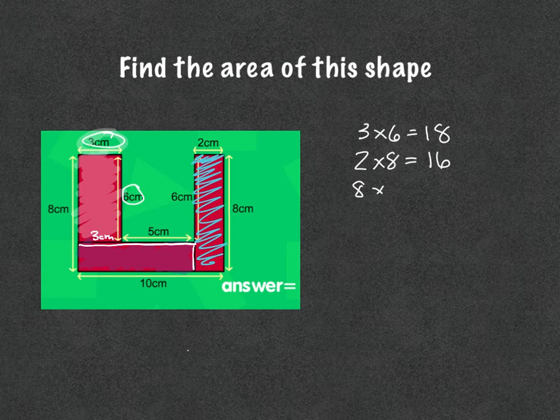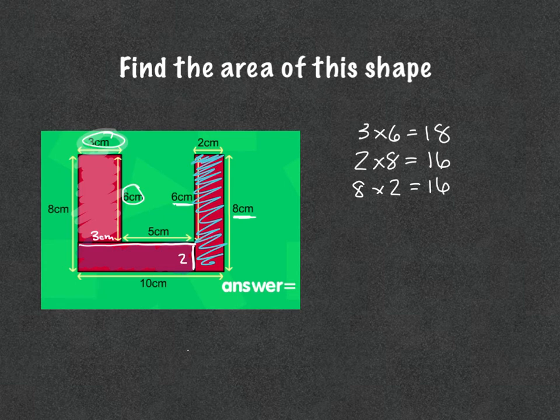Then we need to figure out what our height is. So this says 6 centimeters. The height of this whole line is 8. So 6 plus 2 would equal 8. So this is 8 times 2. So we have 16 again, actually.